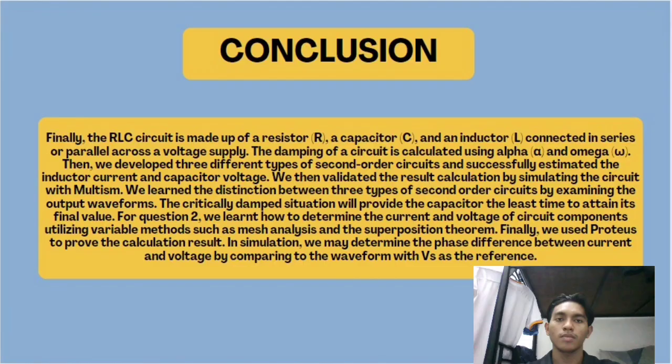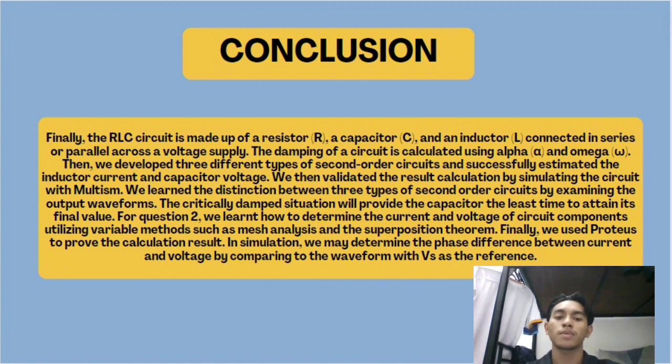Thank you. Okay, hi again. As a conclusion, finally, the RLC circuit is made up of a resistor, a capacitor, and an inductor connected in series or parallel across a voltage supply. The damping of a circuit is calculated using alpha and omega. Then we developed three different types of second-order circuit and successfully estimated the inductor current and capacitor voltage. We then validated the calculation results by simulating the circuit with Multisim. We learned the distinction between the three types of second-order circuit by examining the output waveform.